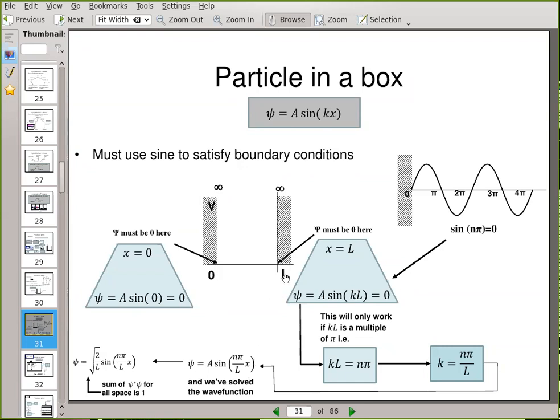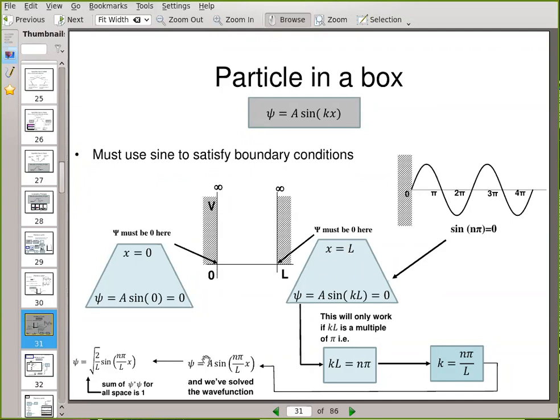Now let's try the right-hand side. Let's try L. If you put L in there, the L's will cancel, and you're left with n pi. And we know the sine of n pi is always 0. And so we've got a wave function that works. We now know exactly what the wave function has to look like, where it's not only an eigenfunction, but it drops to 0 at the edges of your molecule. So a particle in the box confines us to having a wave function that looks like this.